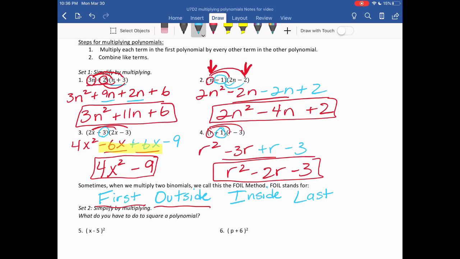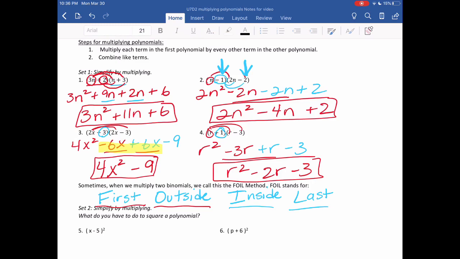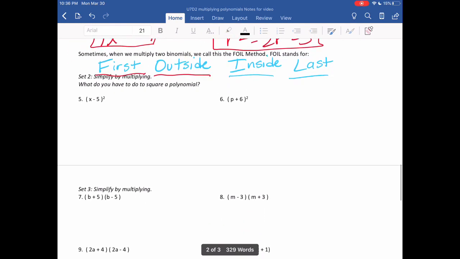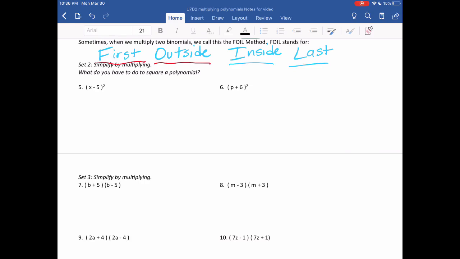Next, I went to the negative 1. I can think of the negative 1 and the 2N as being the inside terms. They're right next to each other. And then the last terms, this is getting confusing. Let me get rid of some of these arrows. So the last terms would be the negative 1 and the negative 2. They're the last terms. So first, outsides, insides, last. All right, and we'll use that FOIL method as we multiply binomials.